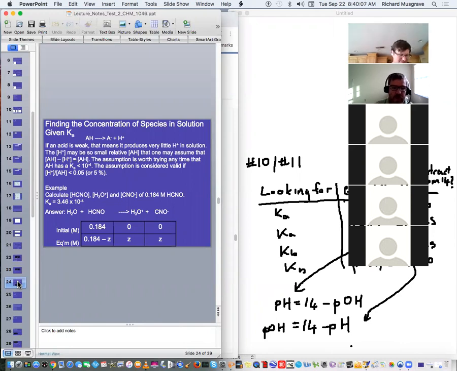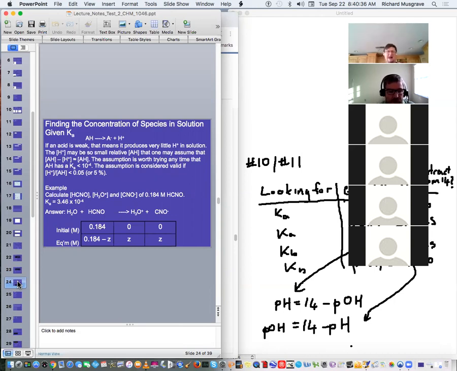All right, so what we're going to look at now is how to calculate the concentration of species in solution if we're given the Ka. Up to this point, we've been looking for the Ka or looking for the Kb. Now we're going to take this to a different place, and we're going to say, well, what if you're given the Ka? Can we figure out the concentration of species in solution at that point? And the answer is yes, you can. So let's look at an example of that.